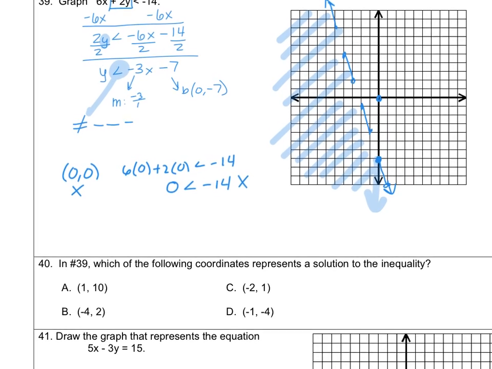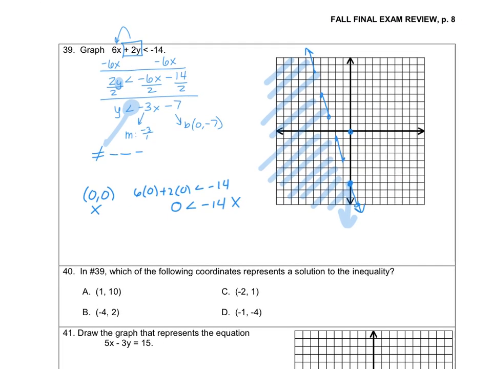Okay, so with 40, it's using the question from 39, and it wants to know which of the following are solutions to this inequality. There's two ways of going about this: graphing it and seeing which ones end up in the shaded region, or point testing. So we'll point test one of them, and then we'll graph the rest. I'm going to use the original inequality they gave me, and leave empty spaces where the x's and y's are. So 6 times something plus 2 times something, is that less than negative 14? We're asking ourselves if that's going to work.